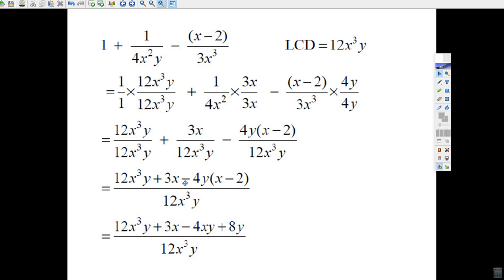We would multiply this out. Minus 4y times x is minus 4xy. Minus 4y times minus 2 is plus 8y. So these are all unlike terms. So there it is. You just combine all the stuff on the top and you write it over your common denominator. And there you go. That's it.